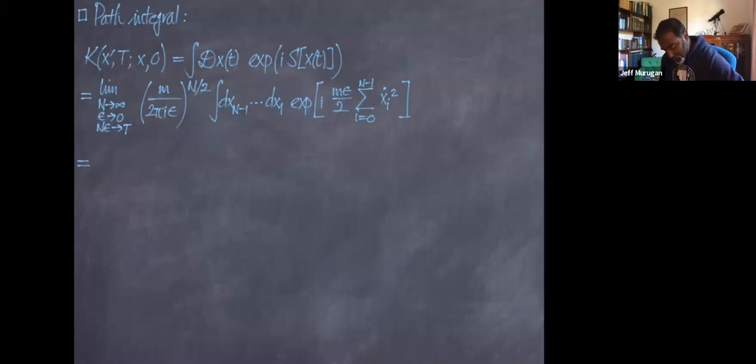Right, so this is the limit, with my caveat about what I'm calling the limit here. M over 2 pi i epsilon. I'm going to hold this thing all the way through to the n over 2, sorry. Integral over x variables.